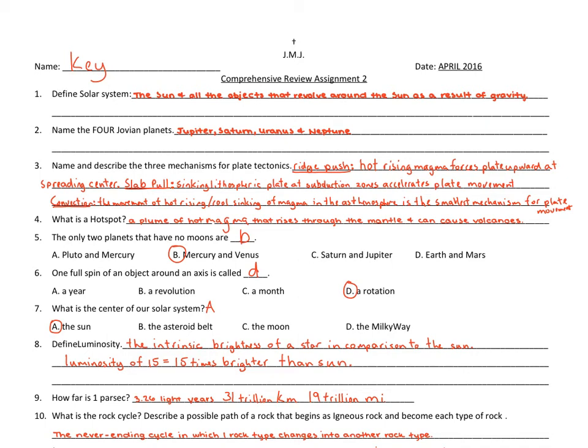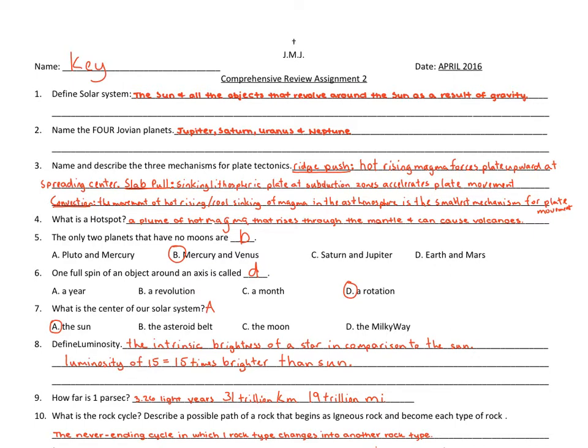Comp Review, Assignment 2. Let's begin. Define solar system. Solar system would be the sun and all the objects that are revolving around the sun as a result of gravity. That's a great definition. You need to remember that you have the star at the center. Solar means star, so star system. Sun for us is our star, and then everything that is going to orbit around, all the planets, all the asteroids, the comets, all that material moving around our star, the sun.